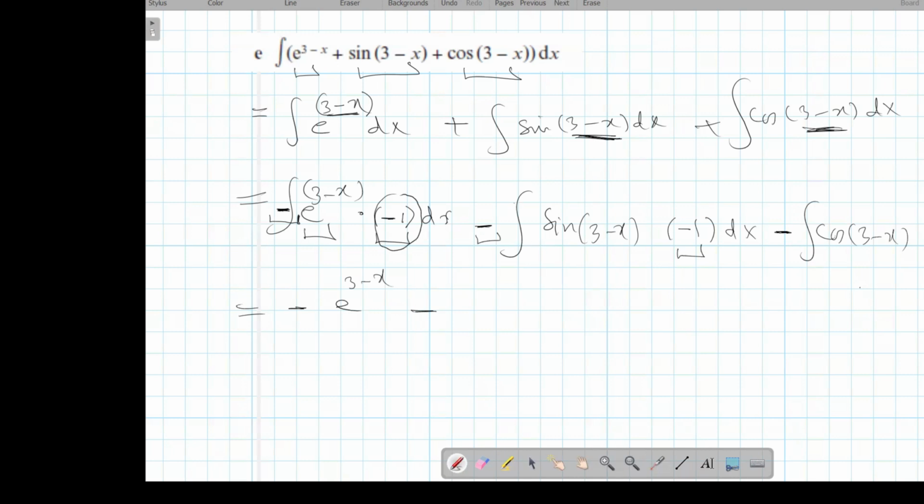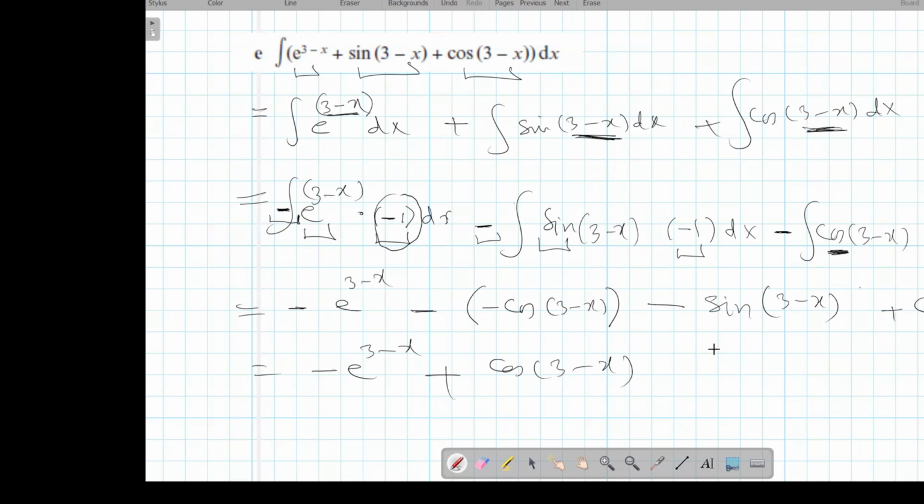What is the antiderivative of sine? Here it will be positive because it's negative cosine 3 minus x times negative 1. What is the antiderivative of cosine? Just sine 3 minus x. You are done. Negative e to the power 3 minus x plus cos 3 minus x and minus sine 3 minus x.